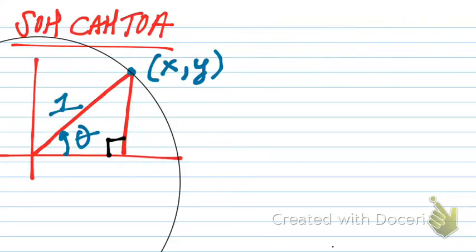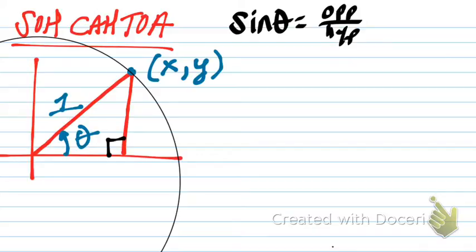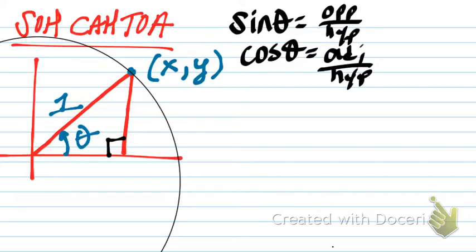The thing most everyone remembers about trigonometry is SOHCAHTOA. So if you've forgotten, let's just do a brief refresher. Sine of an angle is equal to opposite over hypotenuse. Cosine of an angle is equal to adjacent over hypotenuse. And finally, tangent of an angle is equal to opposite over adjacent.